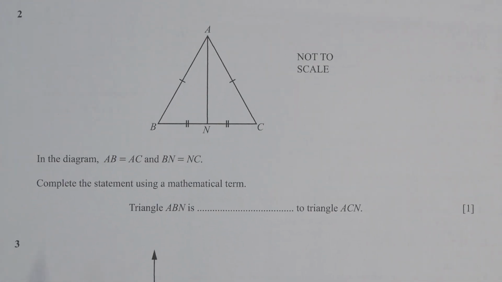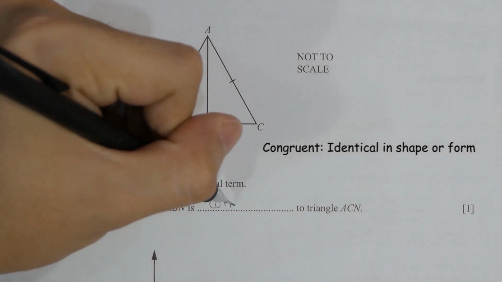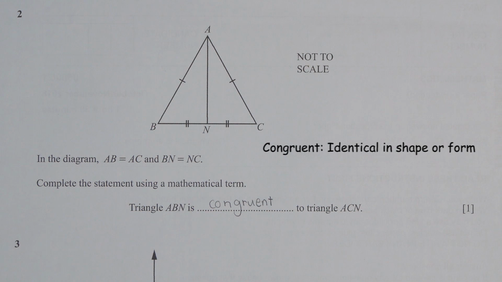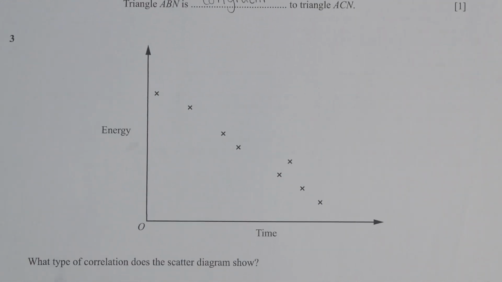Whereby for question 2, pretty straightforward. Triangle ABN is congruent to triangle ACN. If you happen to not understand the definition of congruent, I've attached a definition over there.